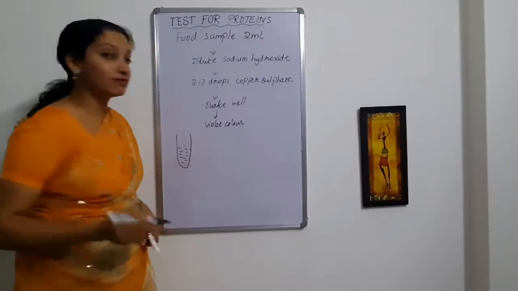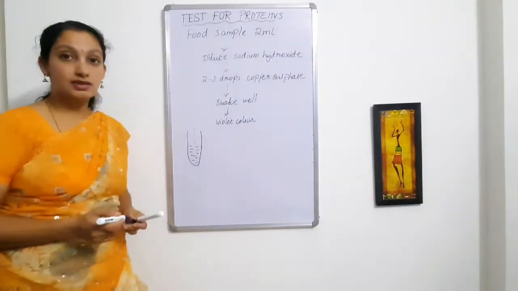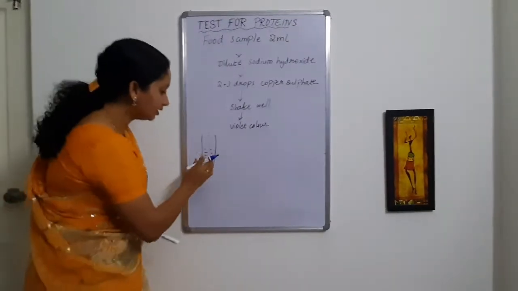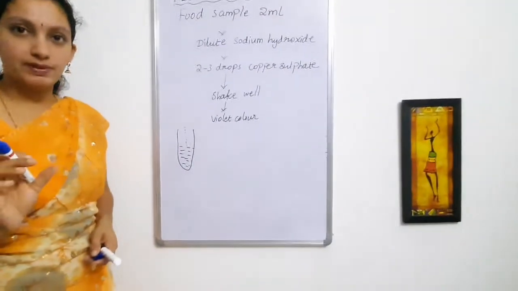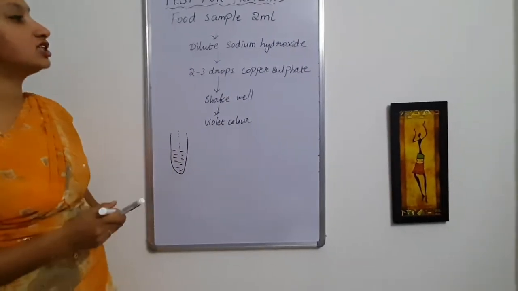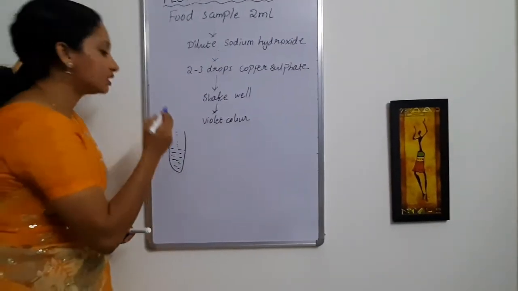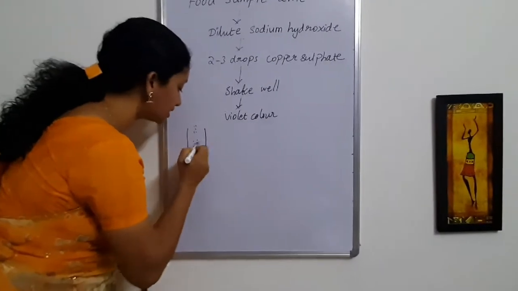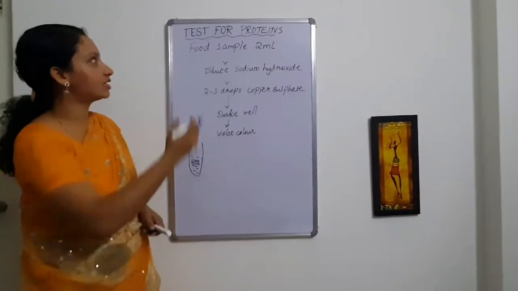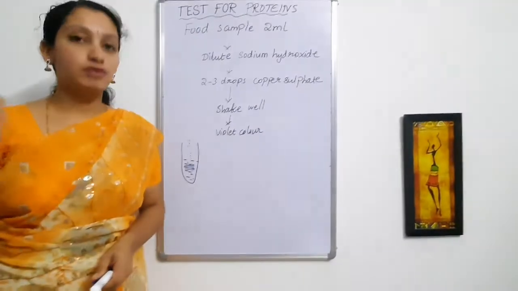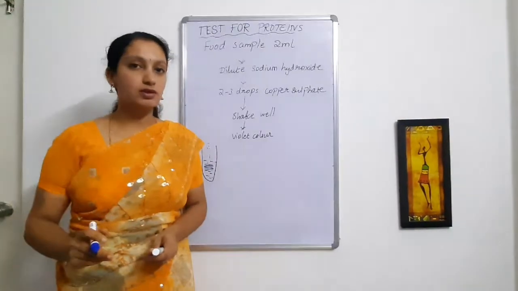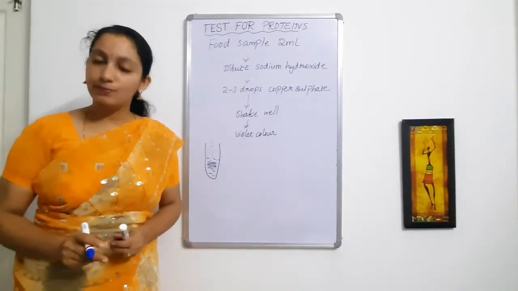Then if you are getting this violet color, that is the indication there is protein content in the food. So first you are taking the test tube with the food sample, 2 milliliter, adding diluted sodium hydroxide solution. Then you are adding 2 to 3 drops of copper sulfate. Then you are getting violet color formation. If you are getting violet color, you can say proteins are present. If you are not getting this violet color, you can say that the food sample does not contain protein.